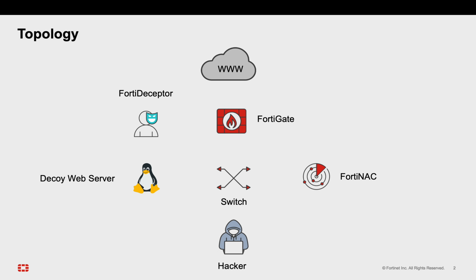So the topology we're going to use today, I've got a hacker down here, obviously. I've got a switch connected to a FortiGate, but again, as I said, the switch could be another vendor's switch, the FortiGate another vendor's firewall. This is just what I've got right now. I've got the FortiDeceptor, and running on that FortiDeceptor is a decoy Linux web server running Apache. And then I've got the FortiNAC here, and the FortiNAC is the controller, the network access controller for the switch. And the Deceptor has got a webhook call to both the FortiGate and the FortiNAC.